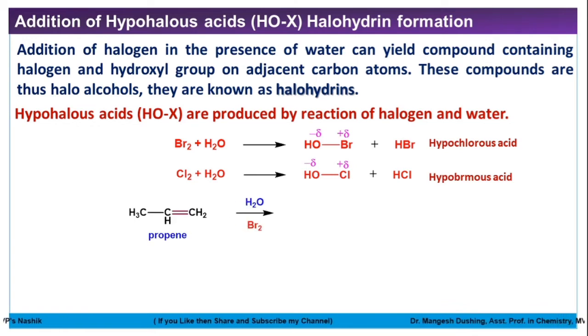For example, this is a propene. So in examination or in textbooks, there will be two types of reagent like H2O Br2. It means that is the hypohalous acid addition. Don't forget that H2O plus Br2 will give you hypohalous acid.